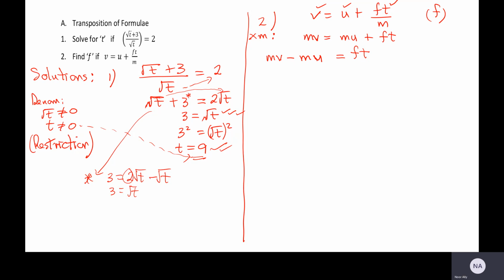And then how do I find f? Simply divide by t so that I get f is equal to mv minus mu divided by t. Generally, we can leave it like that, but because this is in physics, they tend to take the common factors out. There you go. Solve for f. So f is equal to m times v minus u divided by t.